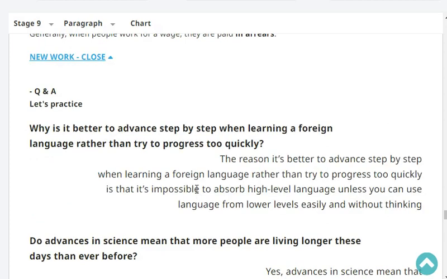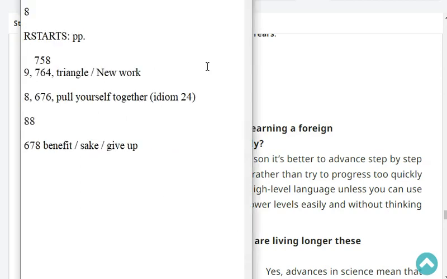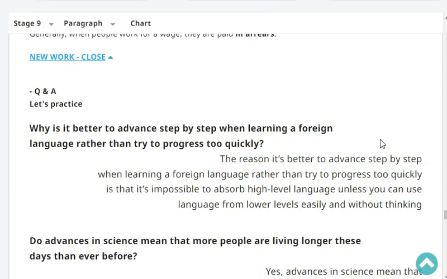Okay, let's practice. Why is it better to advance step by step when learning a foreign language rather than try to progress too quickly? Why is it better to advance step by step when learning a foreign language rather than try to progress too quickly?